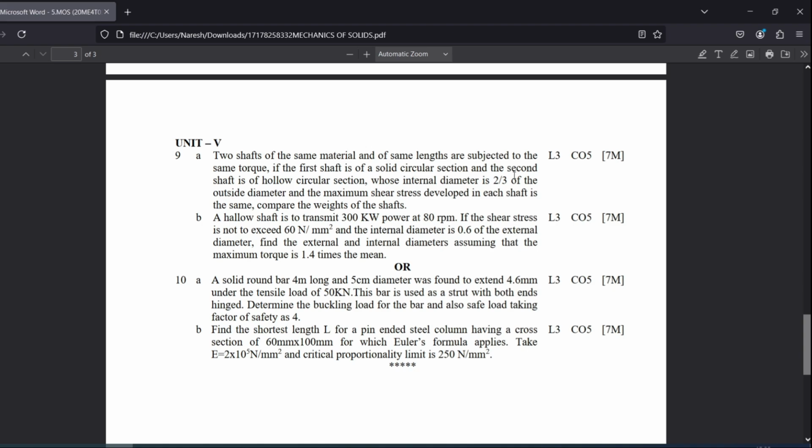two shafts, the same material and same subject torque.